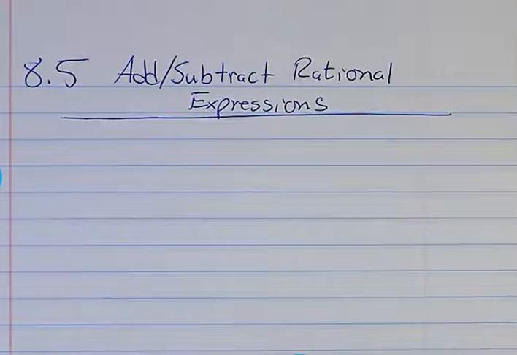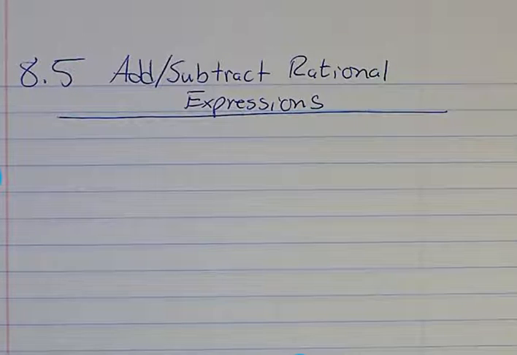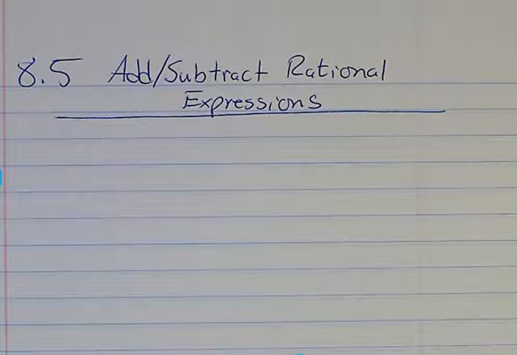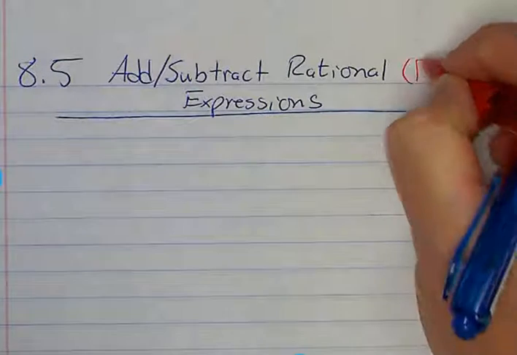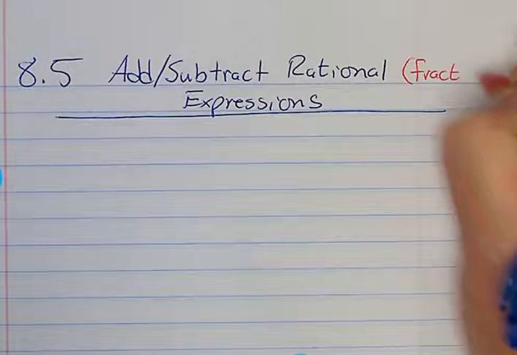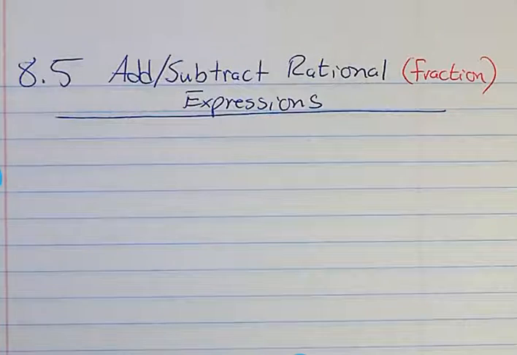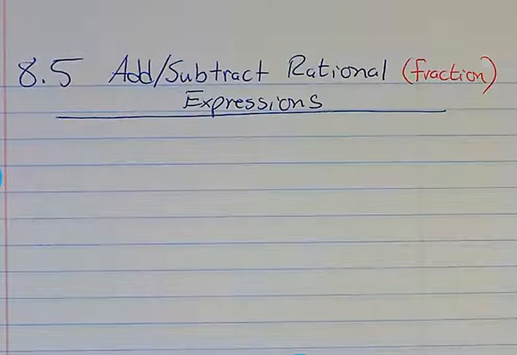Alright, yesterday in 8.4 we were simplifying. We were finding out the different parts of it, and then we were doing some multiplying and division. The biggest thing we were doing yesterday in 8.4, we were canceling out the rational expressions. And remember, rational is just a fancy word for fraction. And in this part we're going to be doing addition and subtraction.